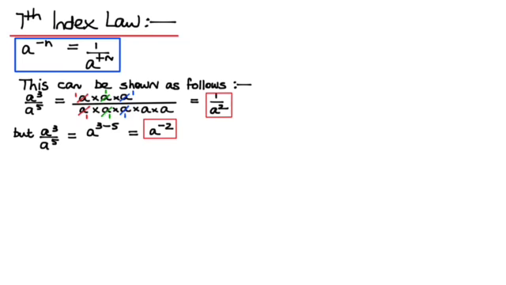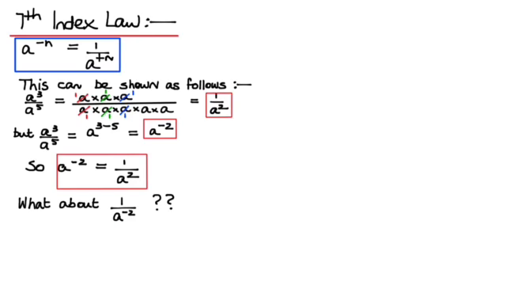So I've proved it to you, guys. I've proved it to you that a to the minus 2 is 1 over a to the 2, okay? This is this formula in action where these n's are 2. A to the minus 2 is 1 over a to the 2. This begs the question, what about 1 over a to the minus 2?